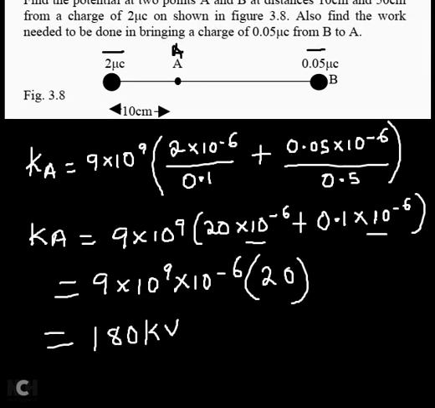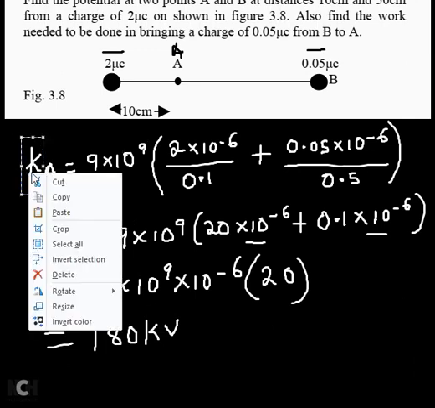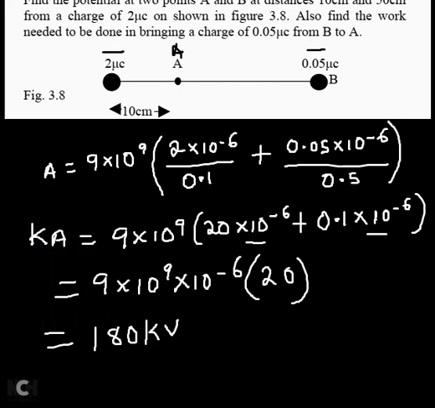So that is the electric potential. Please pardon me, that should be VA, the electric potential at point A, not KA. The symbol is VA.